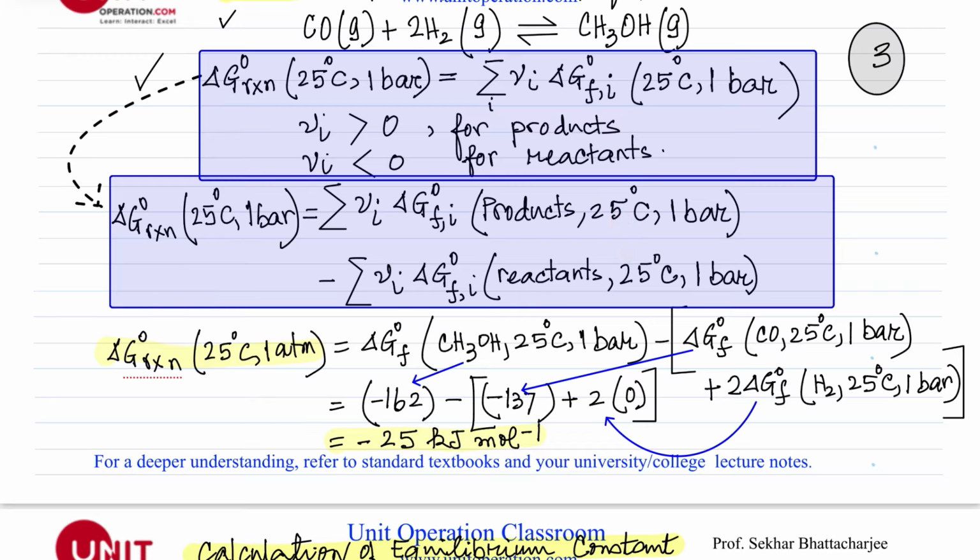Once we substitute these values, given this value for hydrogen, this is going to be 0. For hydrogen, this is going to be 0. This is given, so the calculation is shown. This comes out to be negative 25 kilojoule per mole.